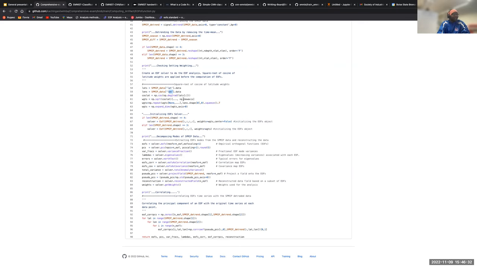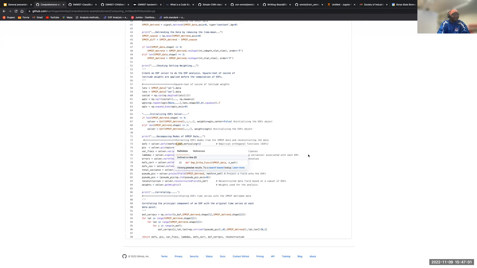Then after computing that, I'm initializing the EOF function, which is able to decompose this into various modes. This is called the solver, with the number of EOFs, which is basically the number of EOFs which you need. If you need 5 instead of 10, you can just put 5 there, and it will compute those modes you want.